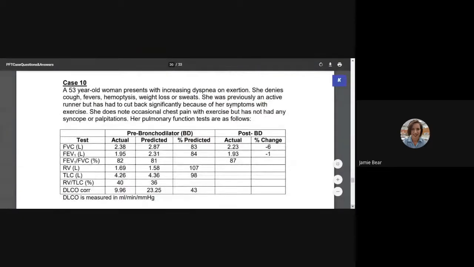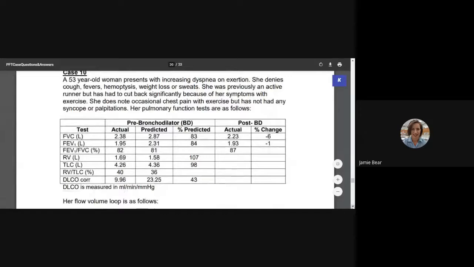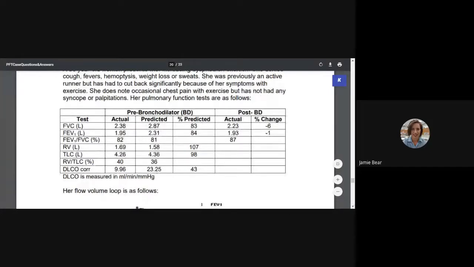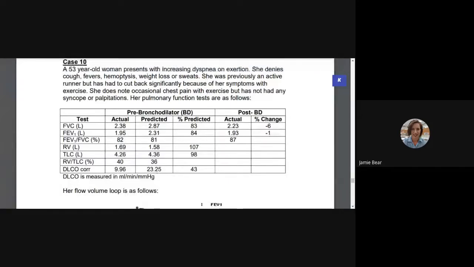Okay, case 10. A 53-year-old woman presents with increasing dyspnea on exertion. She denies cough, fever, hemoptysis, weight loss, or sweats. She was previously an active runner, but has had to cut back significantly because of her symptoms with exercise. She does note occasional chest pain with exercise, but has not had any syncope or palpitations.